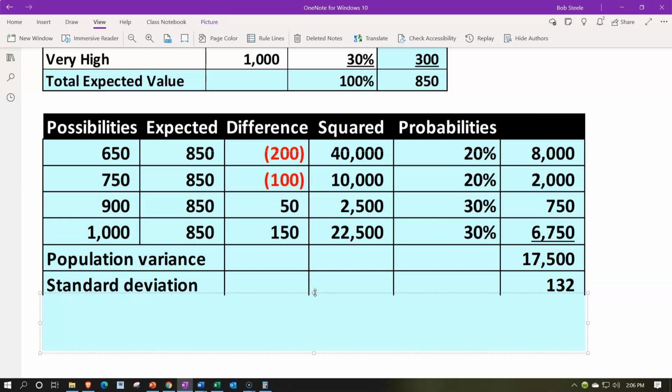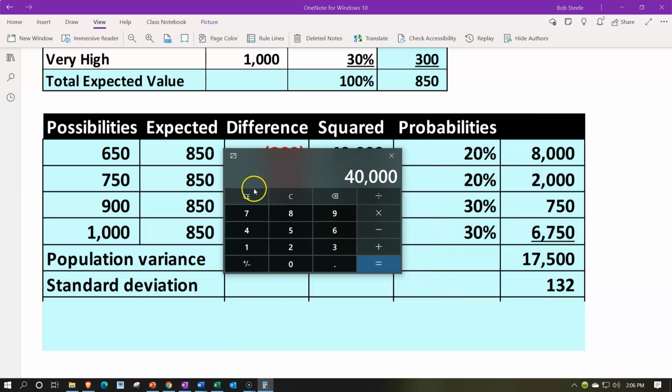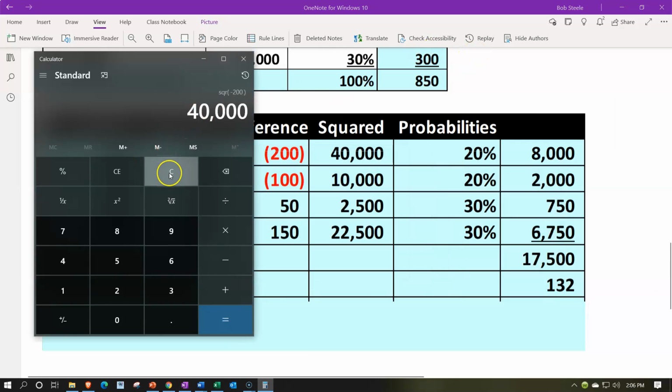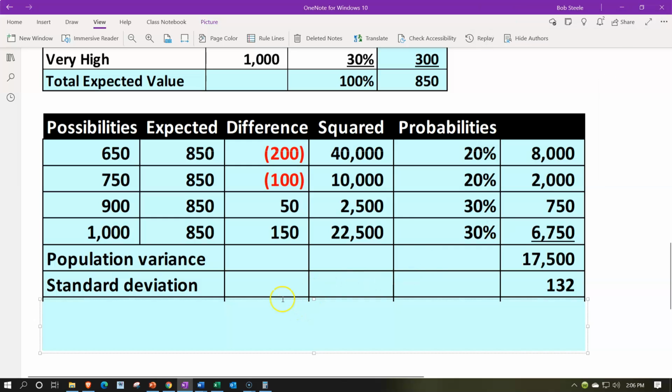So then we have the standard deviation, which is going to be the 132, in essence taking the square root. So let's do that. Let's say we're going to take the square root of 17,500. The square root is about 132. It's been rounded.